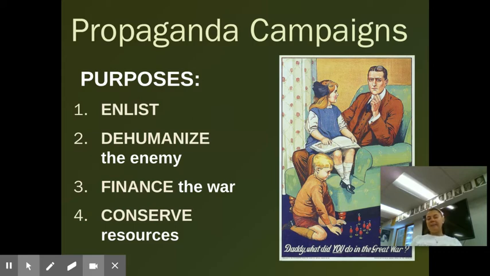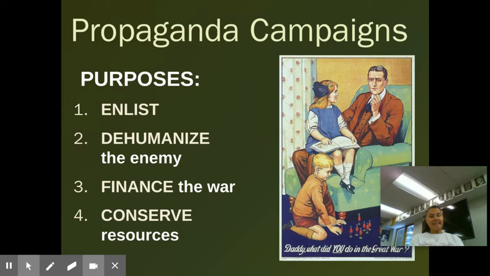And then propaganda could also be used to finance the war, meaning we need money in order to fight a war. It takes a lot of money to fight a war. A lot of our national debt comes from fighting wars. And so we need money. So propaganda helps to have people participate in ways like donations of money, or also to buy what we call war bonds and things like that to help finance the war.